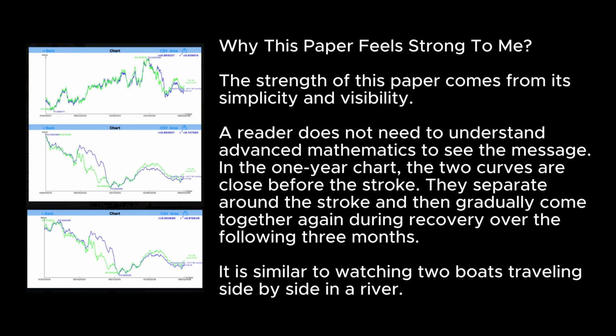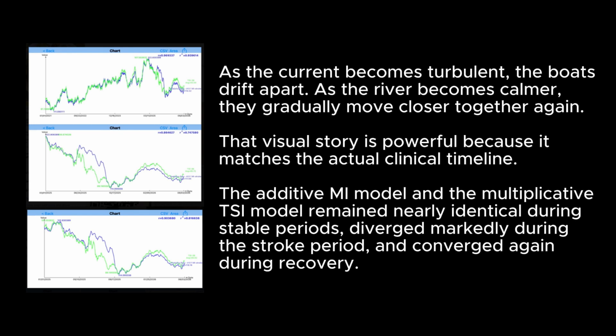The strength of this paper comes from its simplicity and visibility. A reader does not need to understand advanced mathematics to see the message. In the 1-year chart, the two curves are close before the stroke. They separate around the stroke and then gradually come together again during recovery over the following 3 months. It is similar to watching two boats traveling side by side in a river. As the current becomes turbulent, the boats drift apart. As the river becomes calmer, they gradually move closer together again.